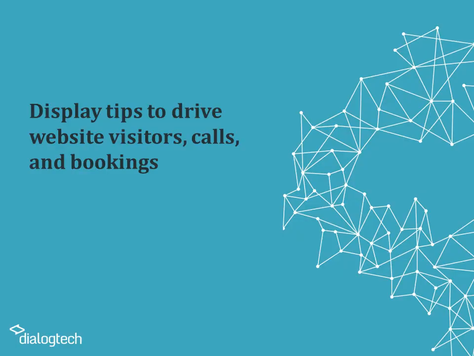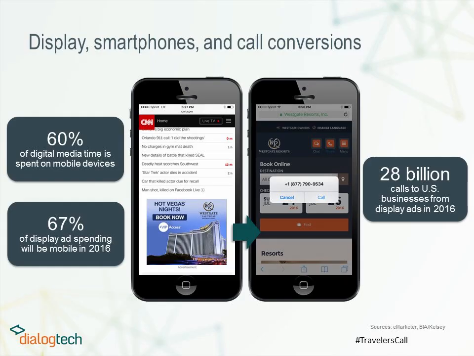So let's jump to display advertising and some tips to drive website visitors, calls, and bookings from mobile display ads. So why mobile for display and why smartphones for display? Well, 60% of digital media time now is spent on mobile devices. And so most people who are engaging in digital media are engaged in mobile. Most people are now either in an app or on a mobile browser. That's how they're accessing your digital content. That's why 67% of digital ads are now targeting mobile devices and smartphones.